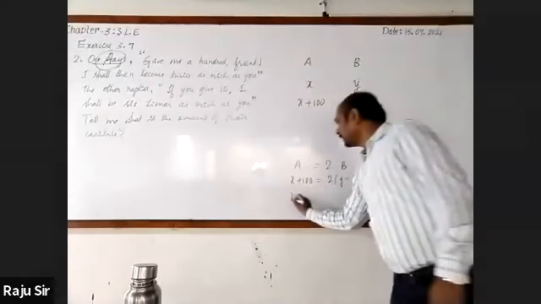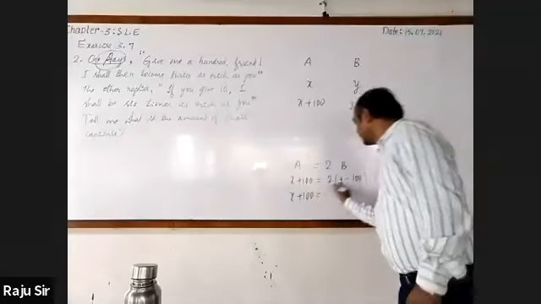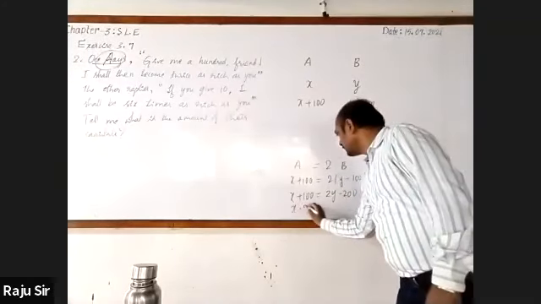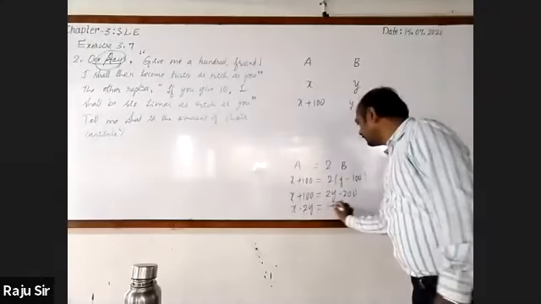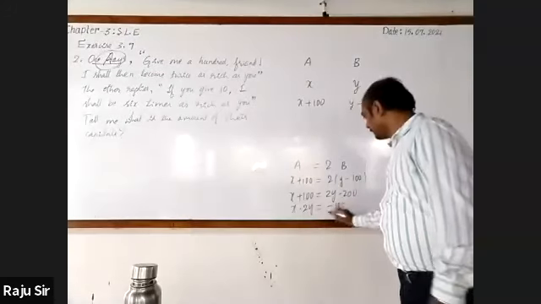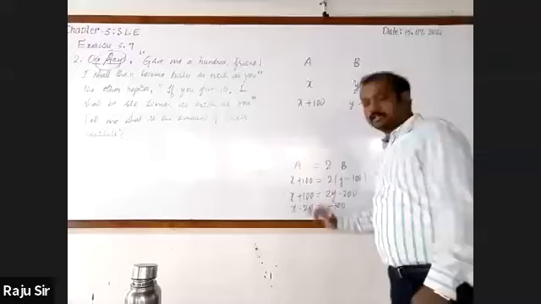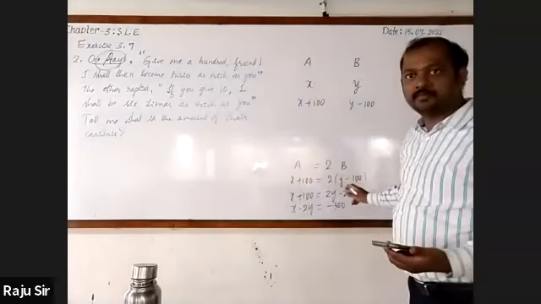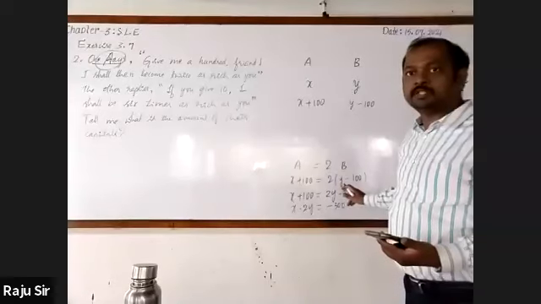This can be written as X plus 100 is equal to 2y minus 200, and this gives X minus 2y is equal to minus 300. Did you understand? If there is any doubt, stop me.